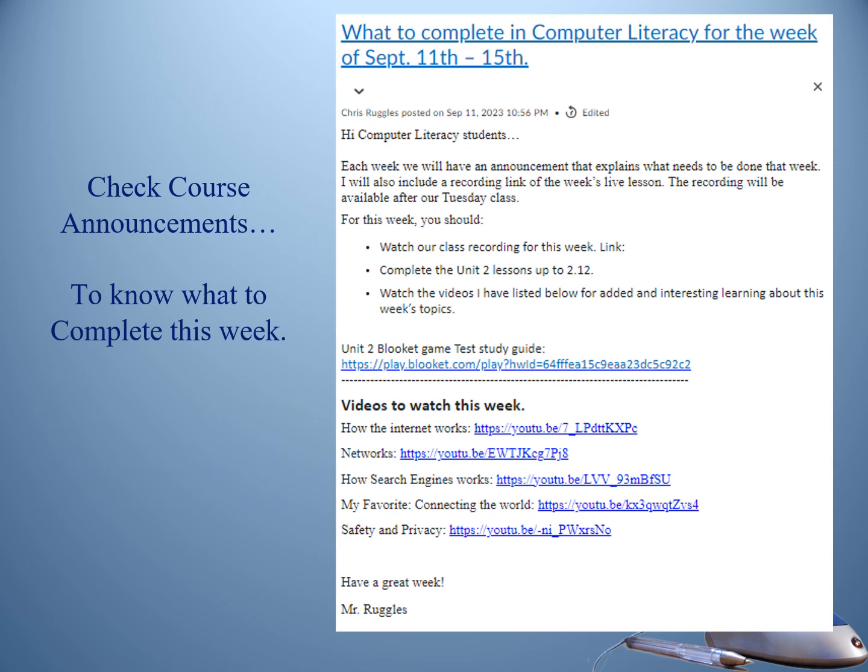Make sure you're checking out the weekly announcement. I have it up for this week, what to complete in computer literacy for the week of September 11th through the 15th. I have outlined what you should be doing this week. Let me highlight it. So what you should be doing this week is roughly in this area. And then I have the Book It link, a study guide game for Unit 2, in this area.